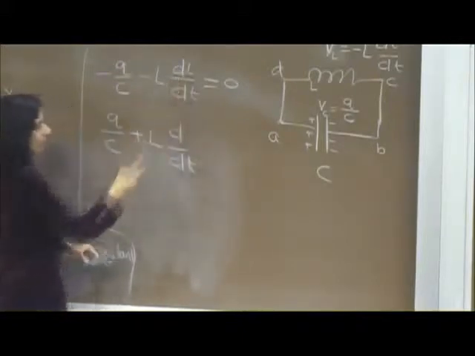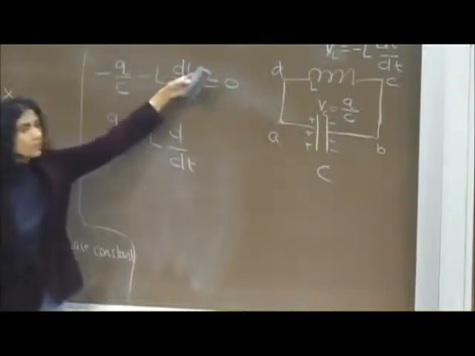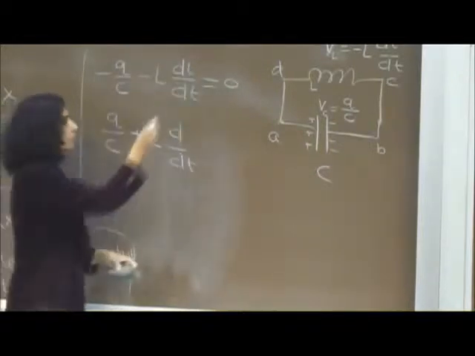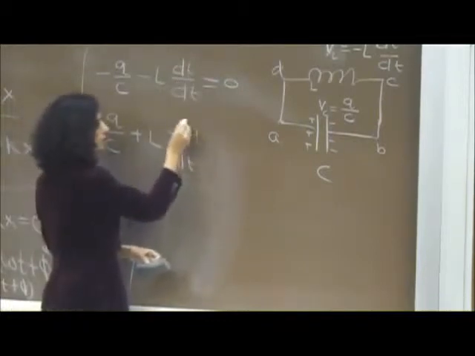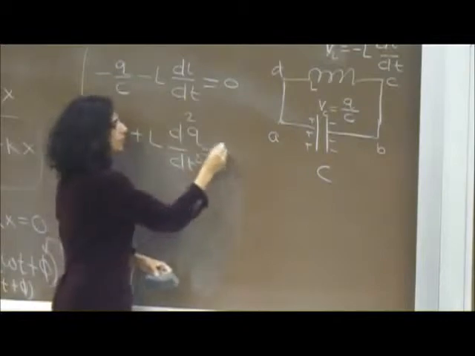But instead of I, I want to write it in terms of Q, because we can only solve for one variable. So why not convert either Q into I or I into Q? It's easy to write I in terms of Q: dQ over dt. So instead of I, I'm going to write dQ over dt. That means it becomes d squared Q over dt squared, and that should be equal to zero. Do you see that this equation is exactly like this equation here? Isn't it?